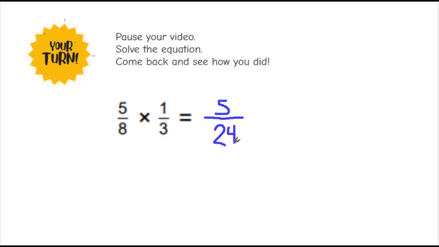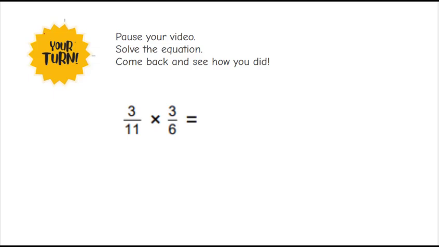Makes math much easier. This is simplified, and the reason I know that is because anytime I have a factor of a multiple of 5, it's going to end with a 5 or it's going to end with a 0. And this does not, so we cannot simplify it anymore. 5 over 24 is your best answer. Pause your video, solve the equation, and then come back and see how you did.